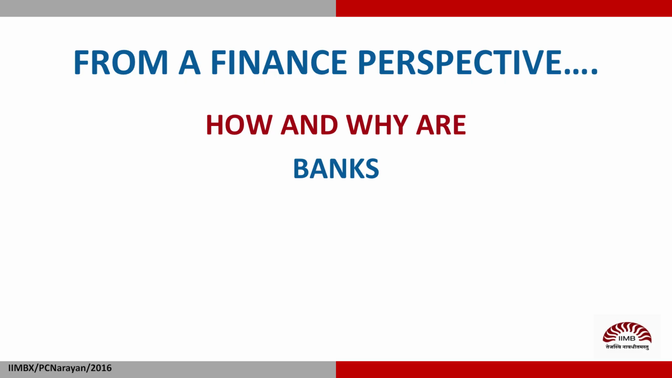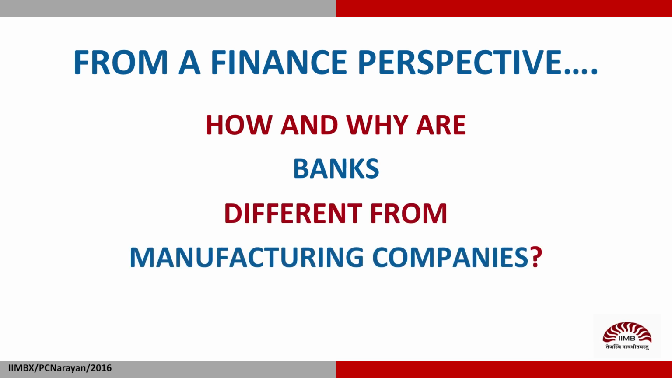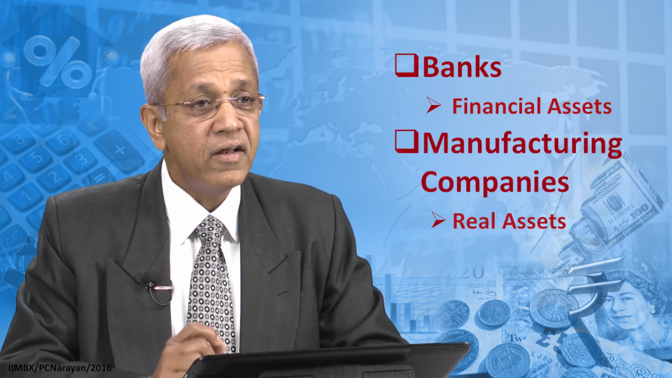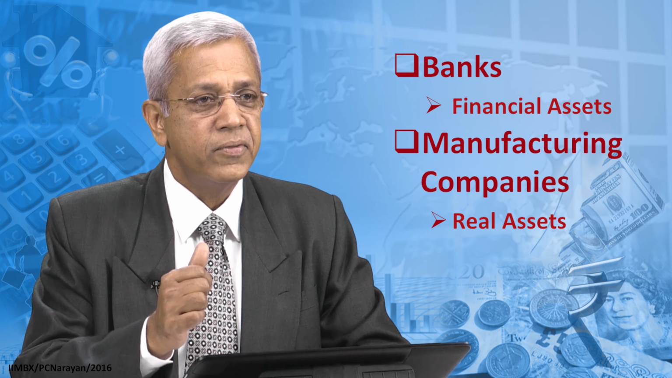Hello, in today's session we will look at, from a finance perspective, how and why banks are different from manufacturing companies. Banks, as you know, deal in financial assets, loans, investments and so on. Manufacturing companies deal in real assets: plant, machinery, land, building and so on.